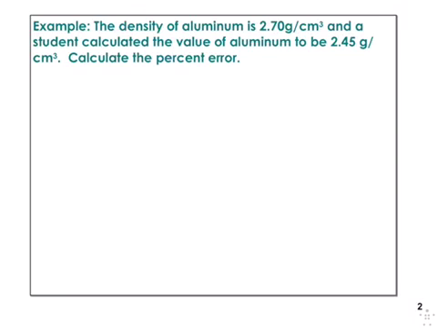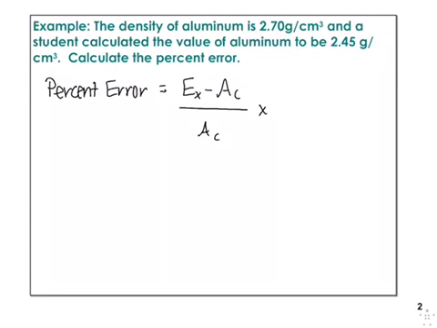So, for example, if we're looking at the density of aluminum at 2.7 grams over centimeters cubed, and a student calculated the value of aluminum to be 2.45 grams over centimeters cubed, they want us to calculate the percent error. So, percent error equals your experimental minus your accepted over your accepted times 100. So in this case, which one of these is our experimental value? The 2.7 or the 2.45?